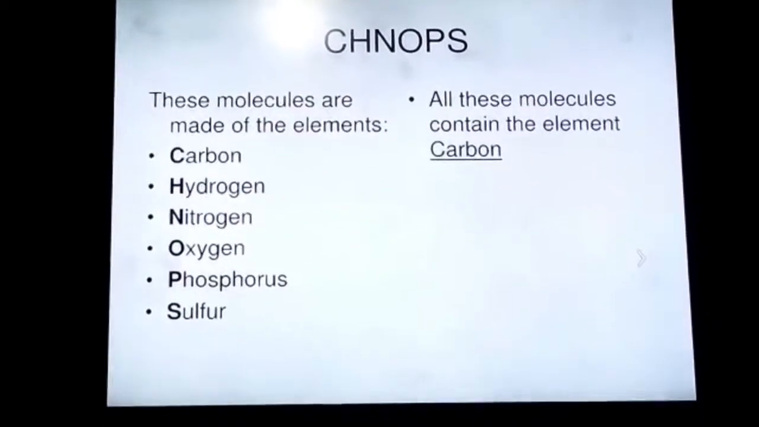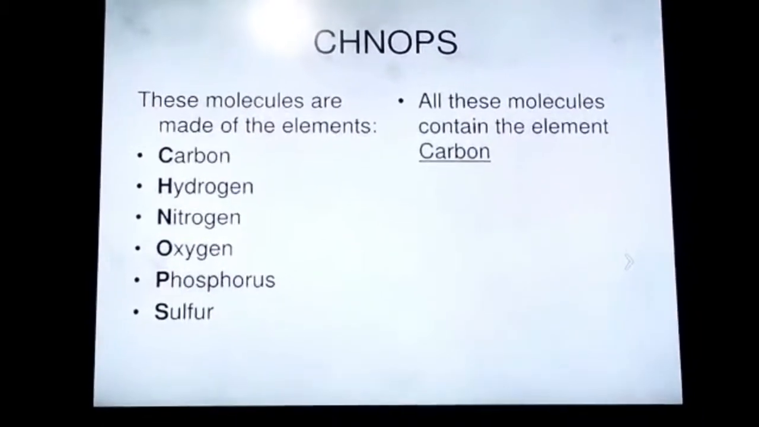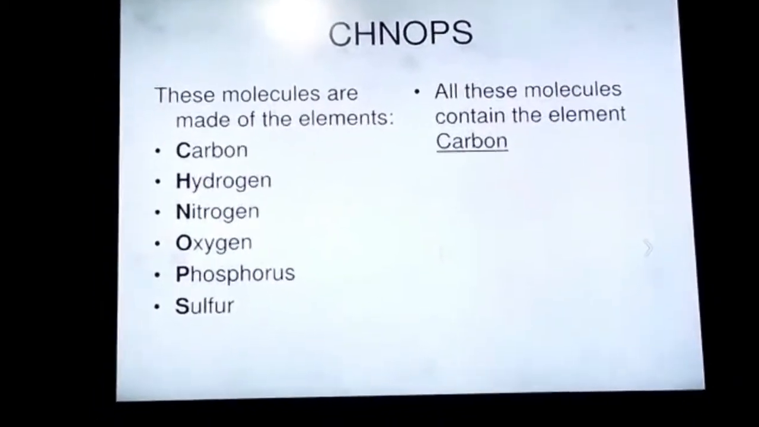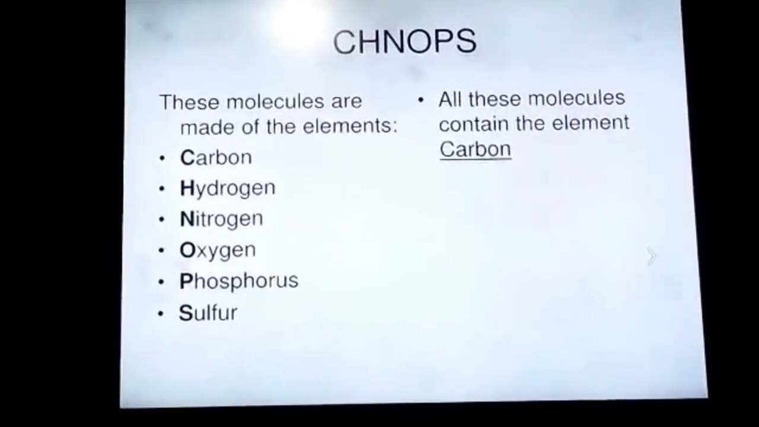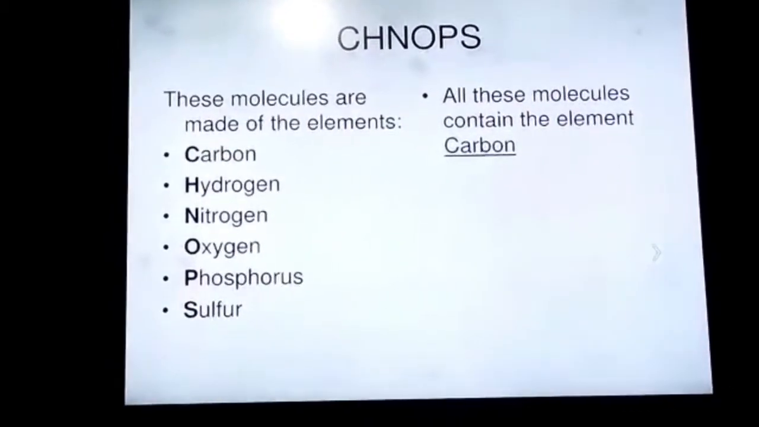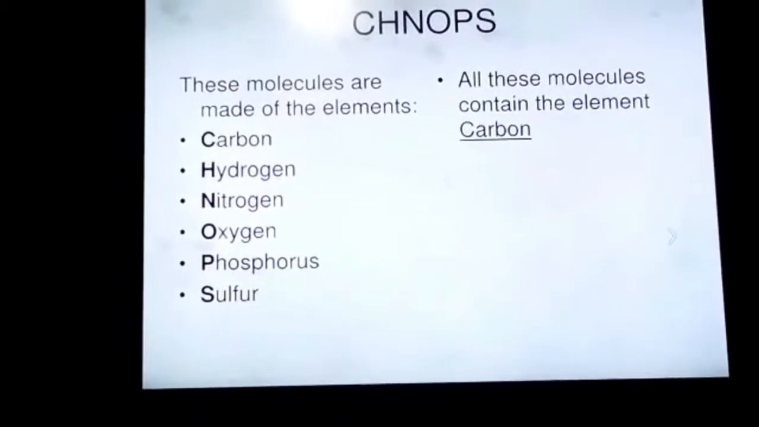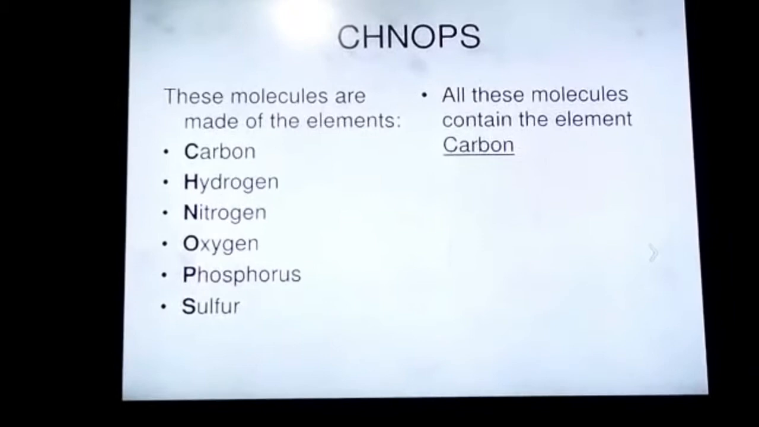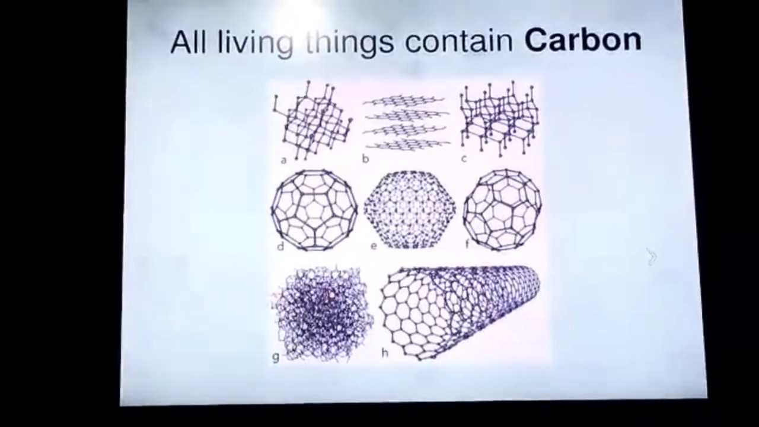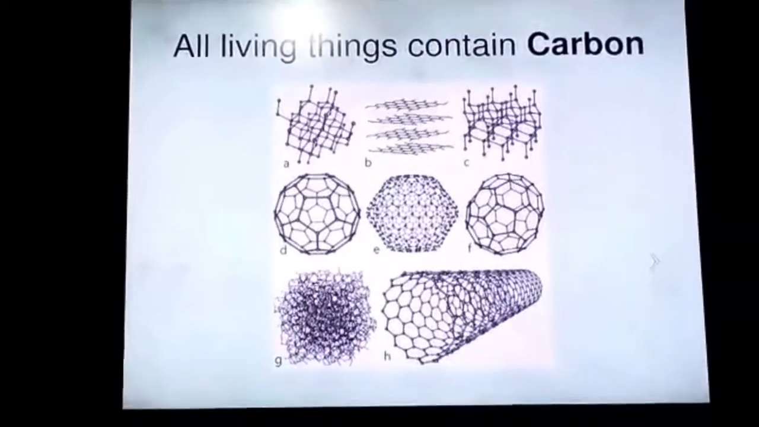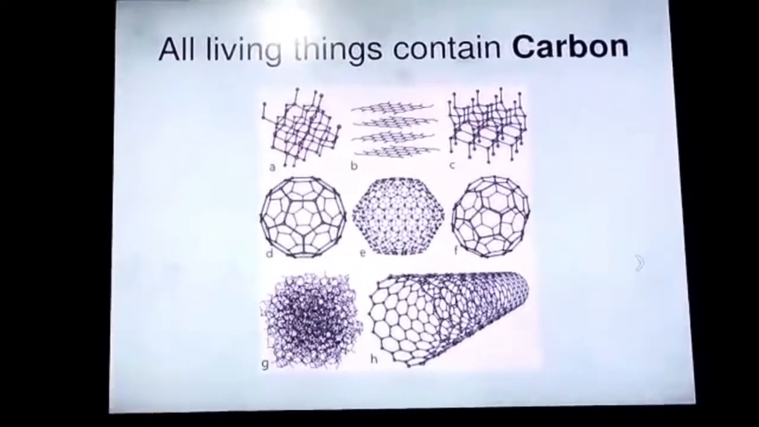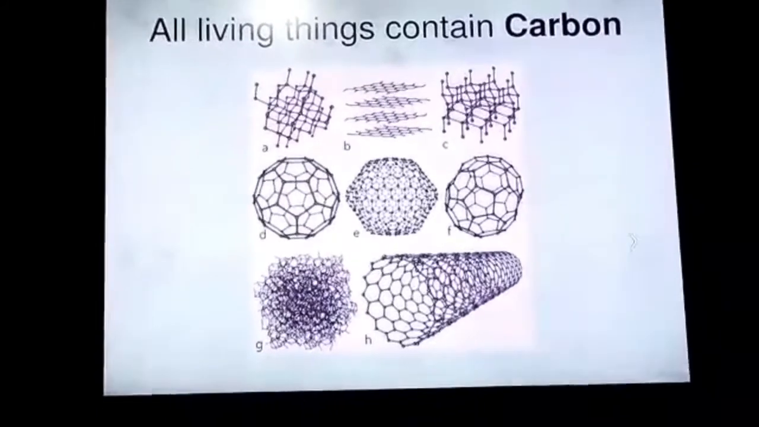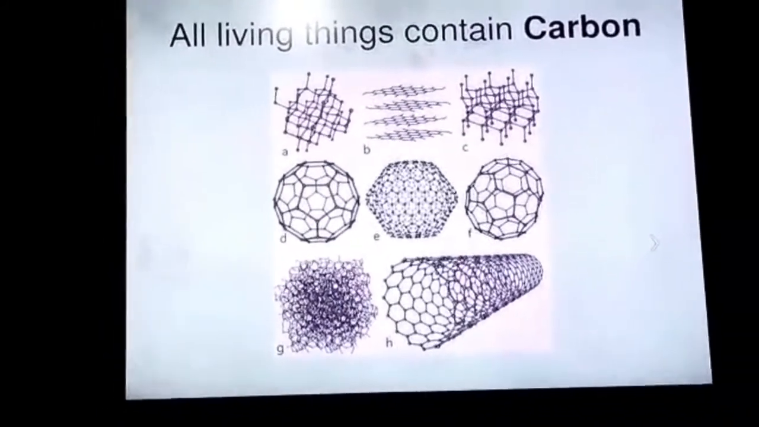CHNOPS. These are actually the elements. C for carbon, H for hydrogen, N for nitrogen, O for oxygen, P for phosphorus and S for sulfur. All these molecules contain carbon, ठीक है? और ये सारे के सारे molecules actually bio elements में भी आते हैं और ये सारे molecules living organisms के अंदर present होते हैं. All living things contain carbon. You can see this diagram below in which the carbon to carbon bonding is present. Carbon also shows the catenation property, which means the self-linking property of carbon.